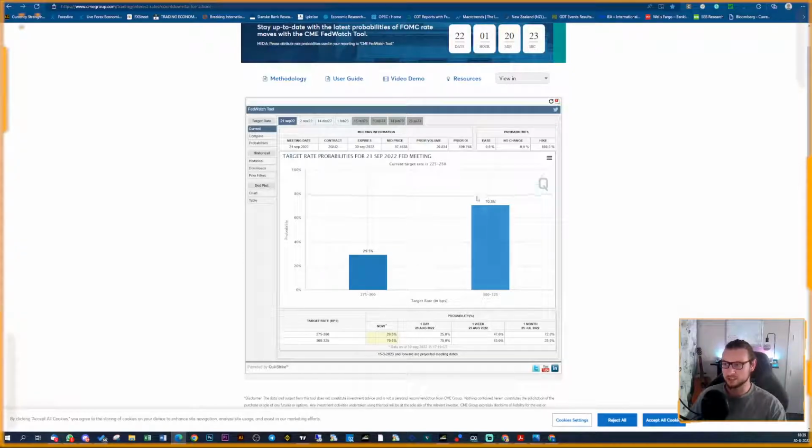70% of the market is pricing in 75 basis points. So that's another 75 basis points. Now, today I read in an article that whenever in history the Federal Reserve hiked interest rates 2 times 75 basis points, there was a recession following. Okay, we already had 2 75 basis point increases, so a recession is very likely.